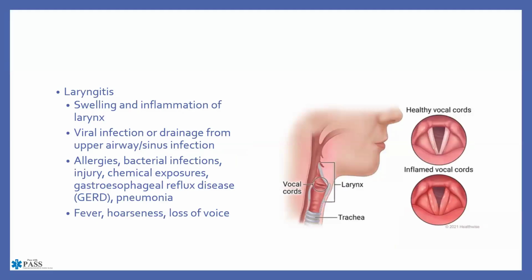Laryngitis is the final thing that we will talk about here under the ENT portion. This is going to be a swelling and inflammation of the larynx. Viral infection or a drainage from the upper airway or sinus infection. So if you're looking here, these are healthy vocal cords. And then at the bottom is what the inflamed vocal cords would look like. And obviously that's not a real picture, but they will be red like that. They will be inflamed. It should be pretty obvious for you to see.